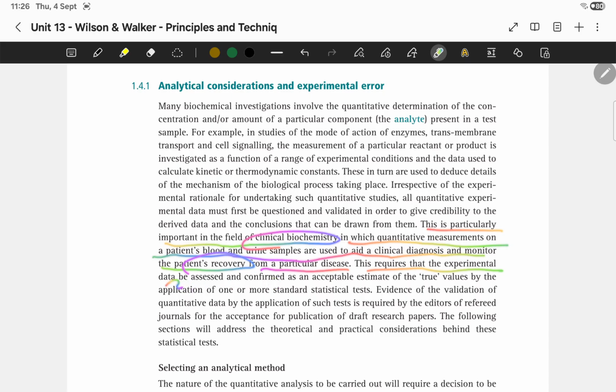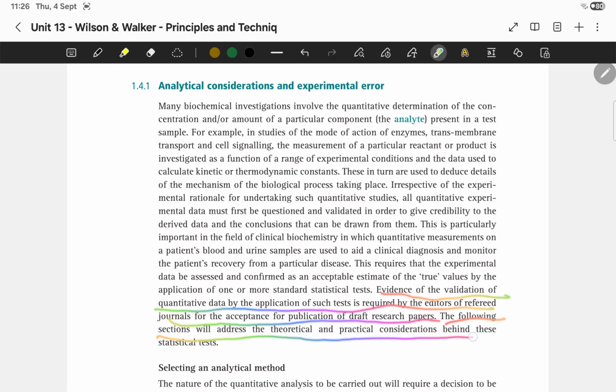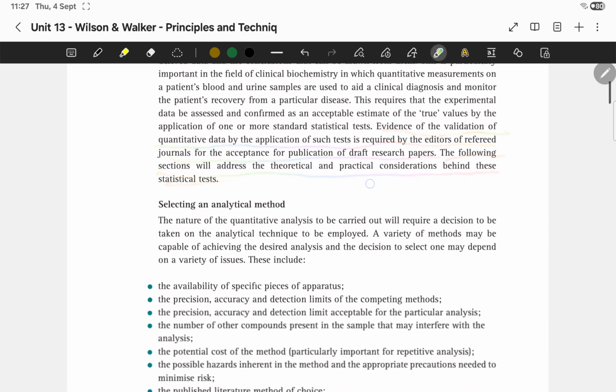This requires the experimental data to be assessed and confirmed as an acceptable estimate of the true values by the application of one or more standard statistical tests. Evidence of the validation of quantitative data by the application of such tests is required by the editors of refereed journals for the acceptance for publication of draft research papers. The following sections will address the theoretical and practical considerations behind these statistical tests.